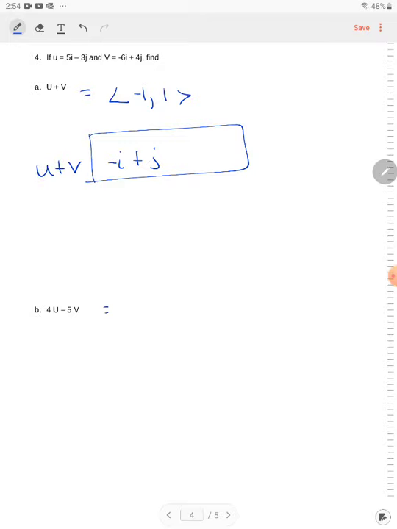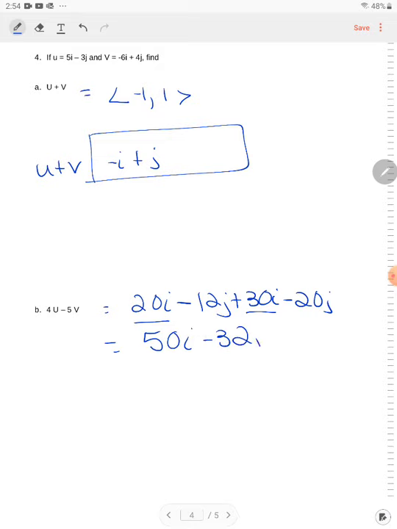Okay, same thing. 4 times u would be 20i minus 12j. Then -5 times v is -30i plus 20j... that is, -5 times -6i plus 4j gives 30i minus 20j. And kind of like algebra, you can think of adding like terms. So it's 50i minus 32j.